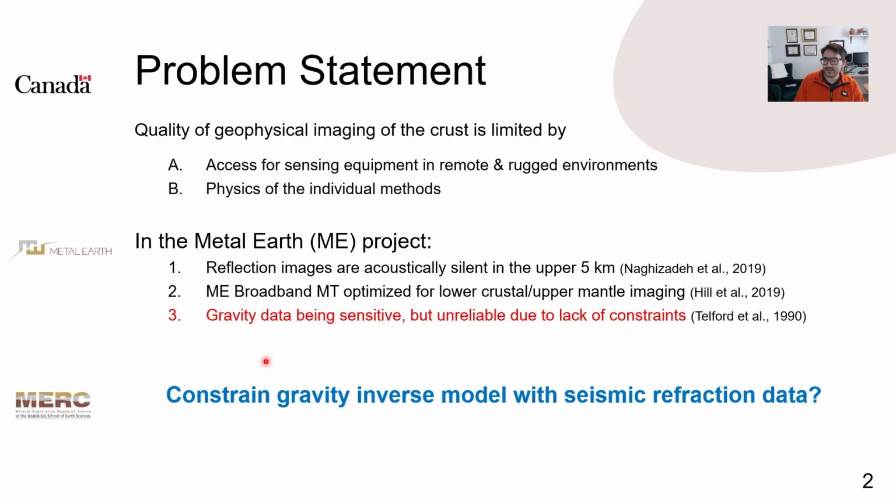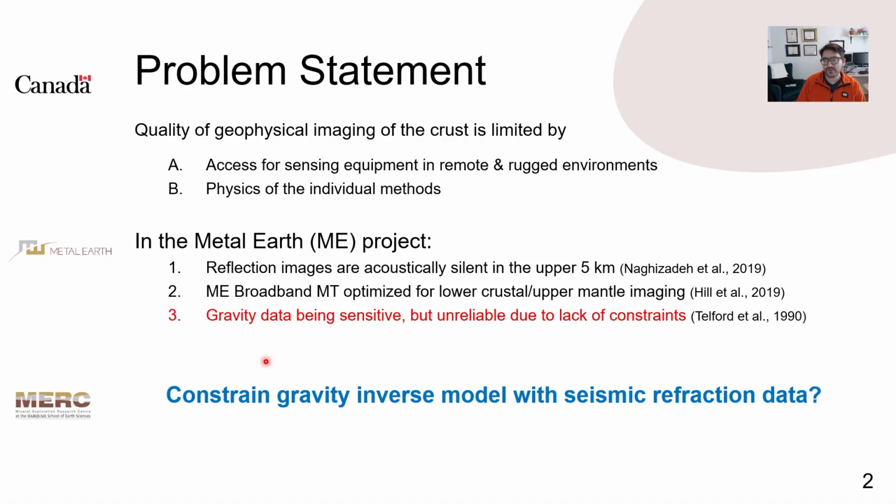These limitations are unique for every sort of data that you collect. And in the Metal Earth project, we're really familiar with three sorts of data sets. We have reflection seismic images, we have magnetotelluric imaging, and we also have ground gravity data. And I've highlighted that in red because that's the particular data set that we're going to be focusing on as part of this study.